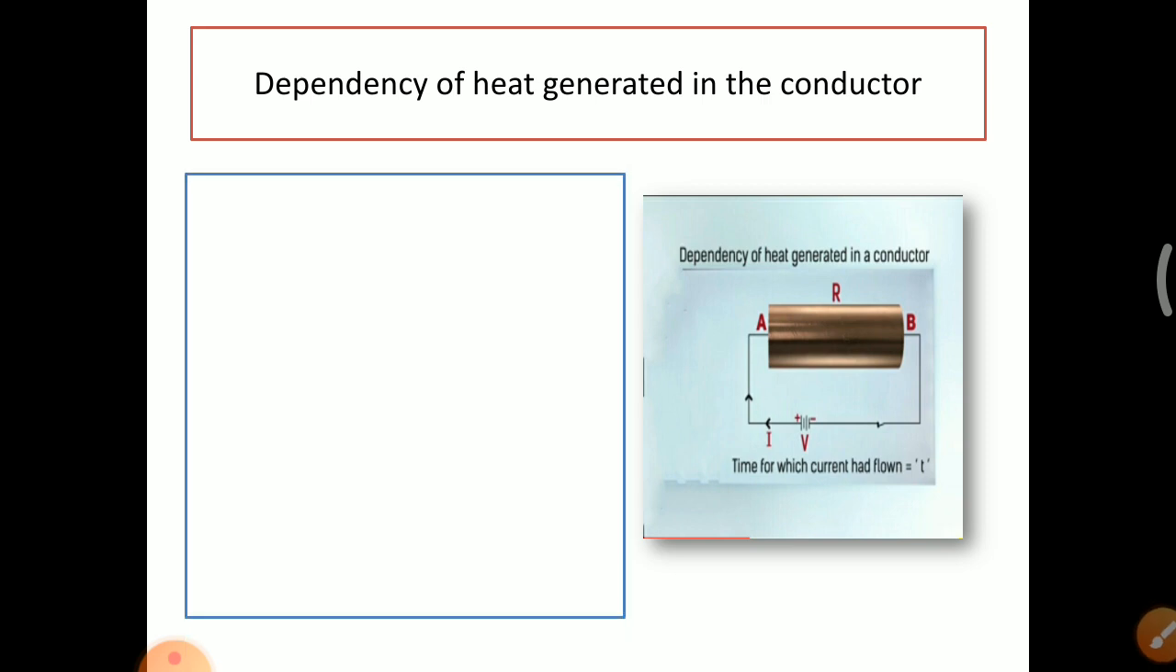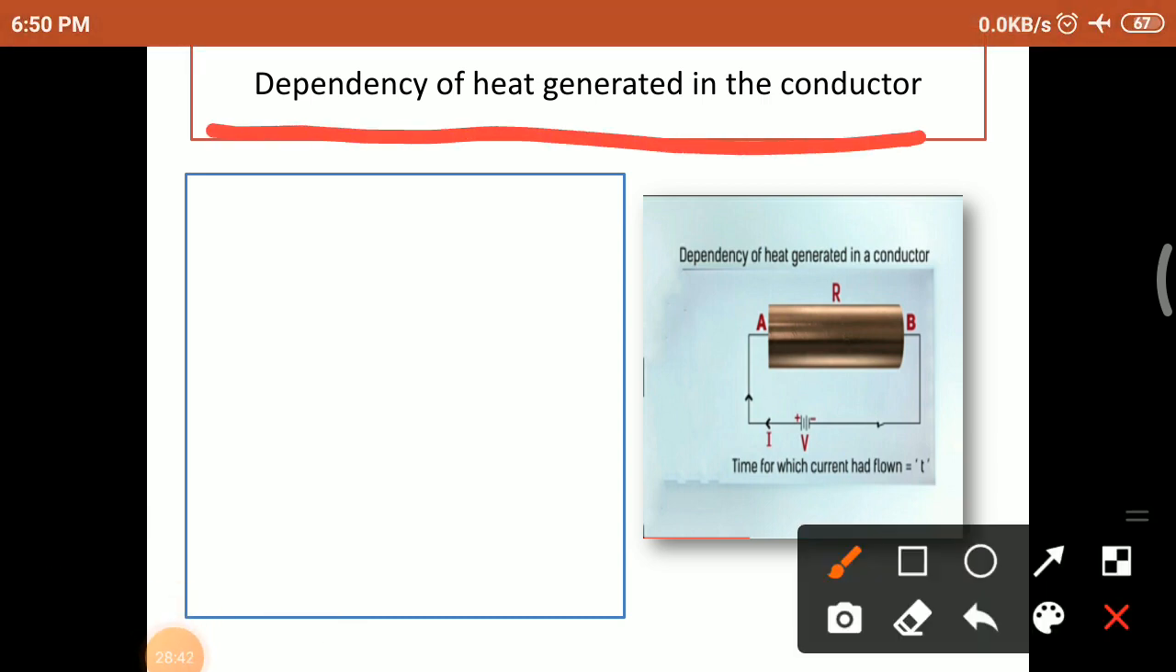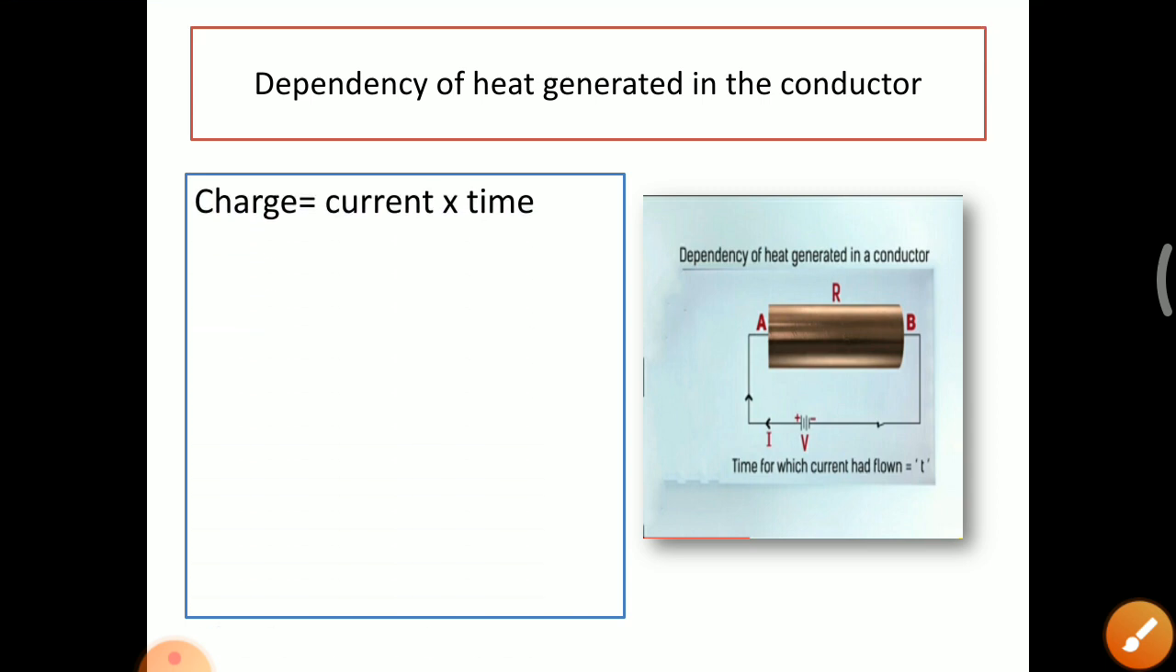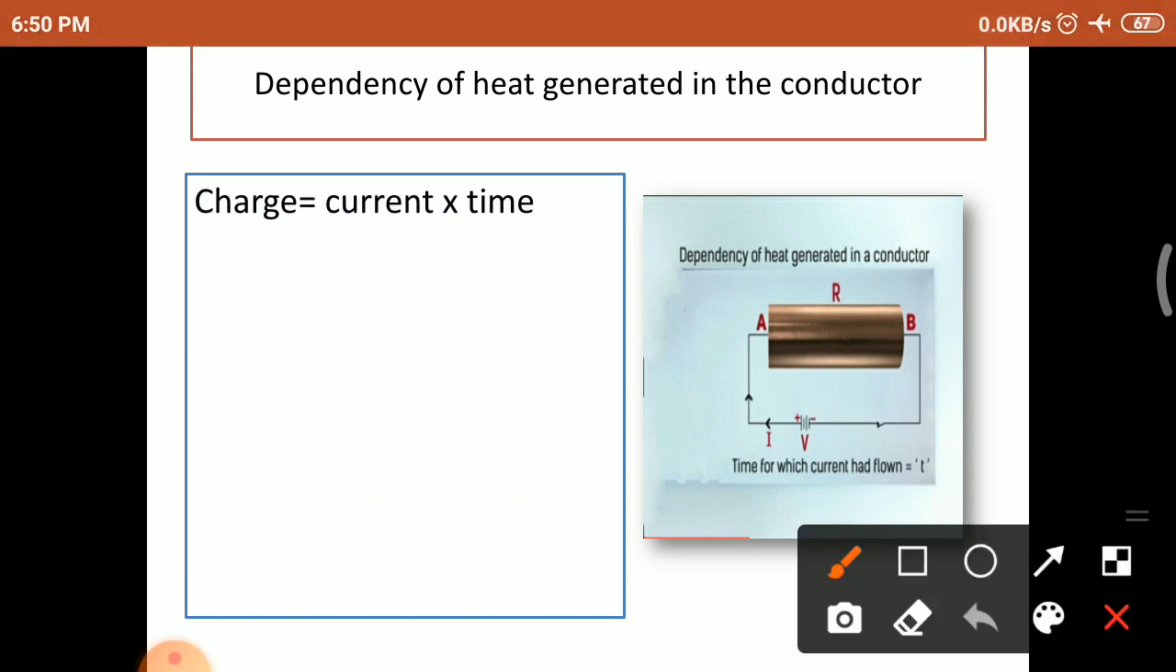So, dependency of heat generated in the conductor. What is meant by dependency of heat generated in the conductor? If you take a conductor, the heat is definitely dissipated. So what are the terms on which the heat generated in the conductor depends? If you take a conductor, the conductor has a resistance R and the voltage V is given. The current I is flowing in the circuit. We have to take a time T.